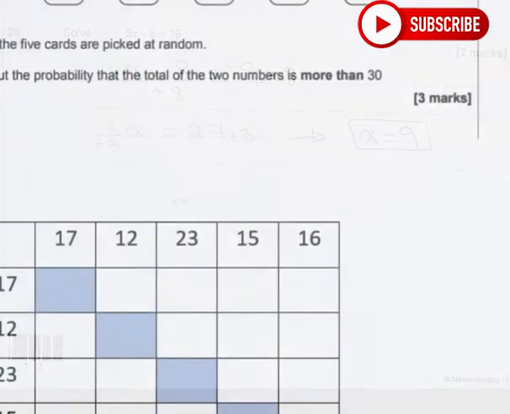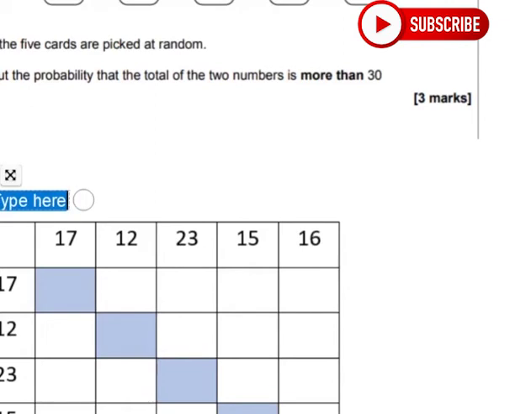I prepared this table. I put the numbers on the cards on it, and then I shaded this area because we need to keep in mind that we cannot pick the same card twice. And because we cannot pick the same card twice, I cannot add 17 and 17. I can pick 17 with 12. I can pick 17 with 23. We may pick 23 and 23. We may have 15 and 16, and so on.